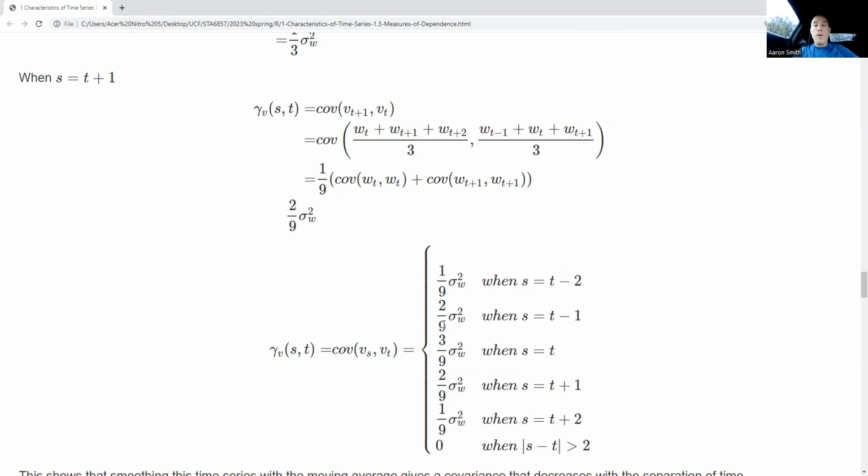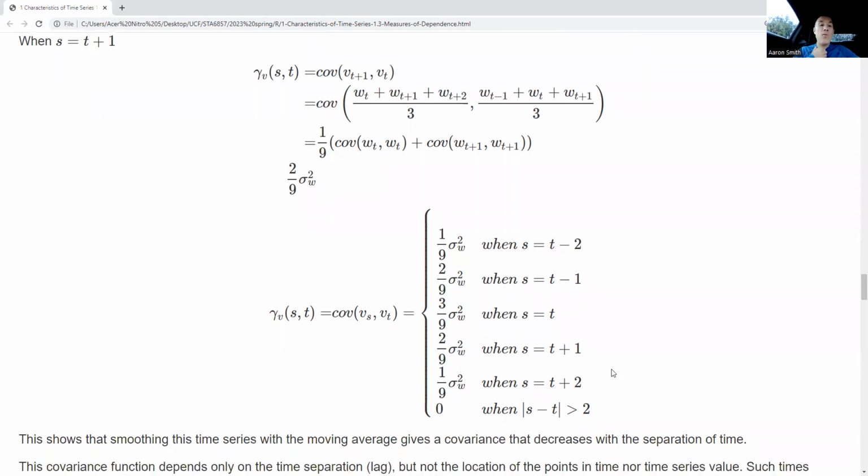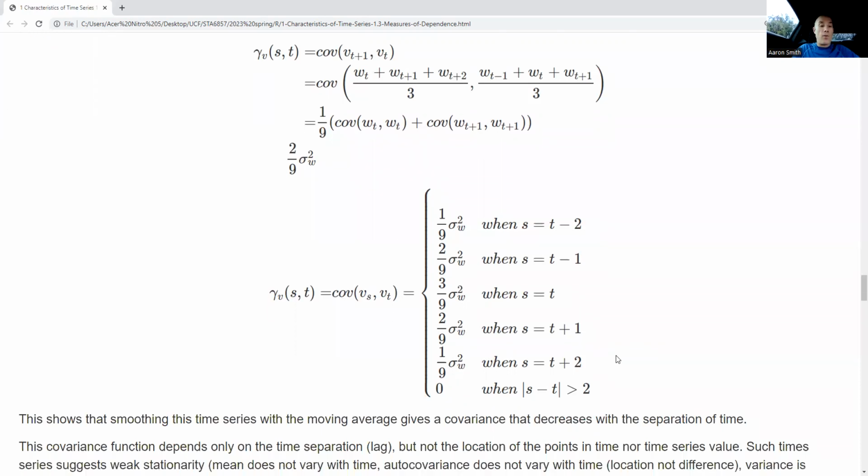And it gets smaller as S and T get farther away from each other until we get 0. Now, something that's interesting about this is that the covariance depends on the separation between times. The more of a lag of time that I have, the smaller the covariance is. The covariance depends on the separation, but not the location in time. If S is 5 minutes and T is 6, that gives me the same as 10 and 11. It doesn't matter when we look at the covariance. It's a question of how far apart the two times of interest are.